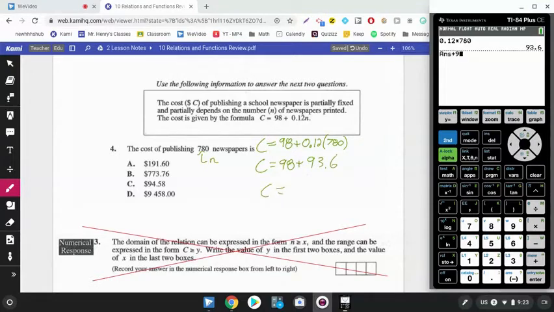And then I'll add these numbers together. I get 191.6. That's what my calculator says. When I go to look at my answers, I notice that it's 191.60. Oh yeah, because it's money, and money would always go to 2 decimal points. Okay, so if I ever give you the input, plug it into the equation, and you'll find your output. Okay, it's as simple as that.